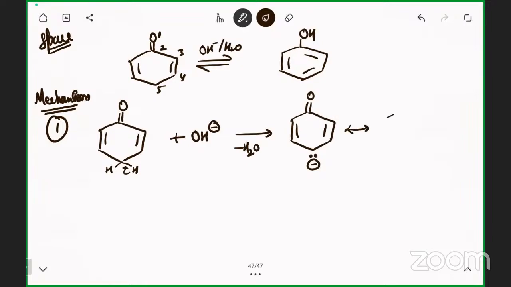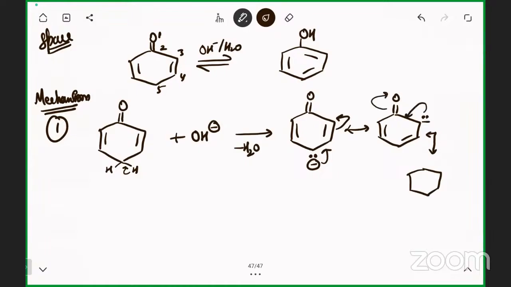In the resonating structure, the negative charge will migrate here, and the double bond will migrate to this particular position, with double bond O. Now again one more resonating structure will be formed: the negative charge will migrate here and the double bond will migrate here. So it will be O negative. Since O is electronegative, it is more stable. The compound formed will be this one. This is called the phenoxide ion.